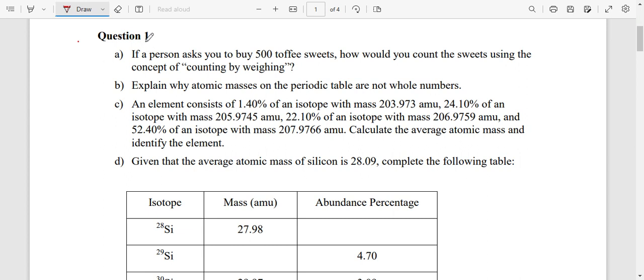Question 1. If a person asks you to buy 500 coffee sweets, how do you count the sweets using the concept of counting by weighing? Now, if you want to buy 500 sweets and you start counting each one of them one by one, it would be a sheer waste of time. Instead, what you are going to do is measure the mass of one sweet.